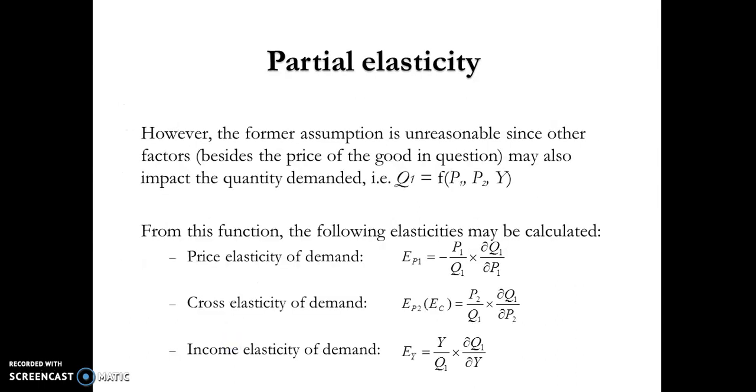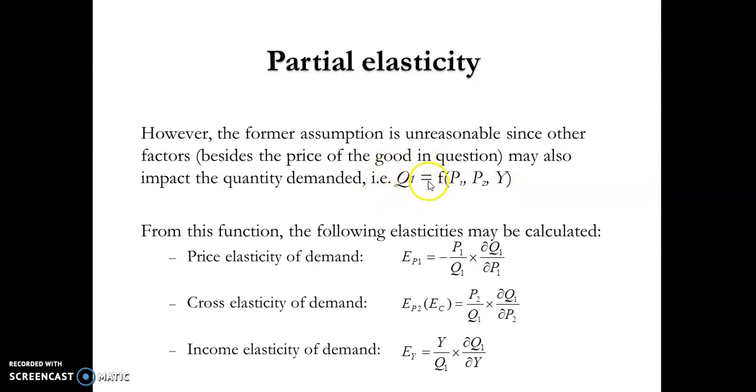Now, the previous assumption that was made regarding only one unknown, namely the price of the good itself, was a somewhat unreasonable assumption to make, because we know that other factors also affect the quantity demanded. And that is other factors such as income, the price of related goods, for instance, such as the price of complements and substitutes.